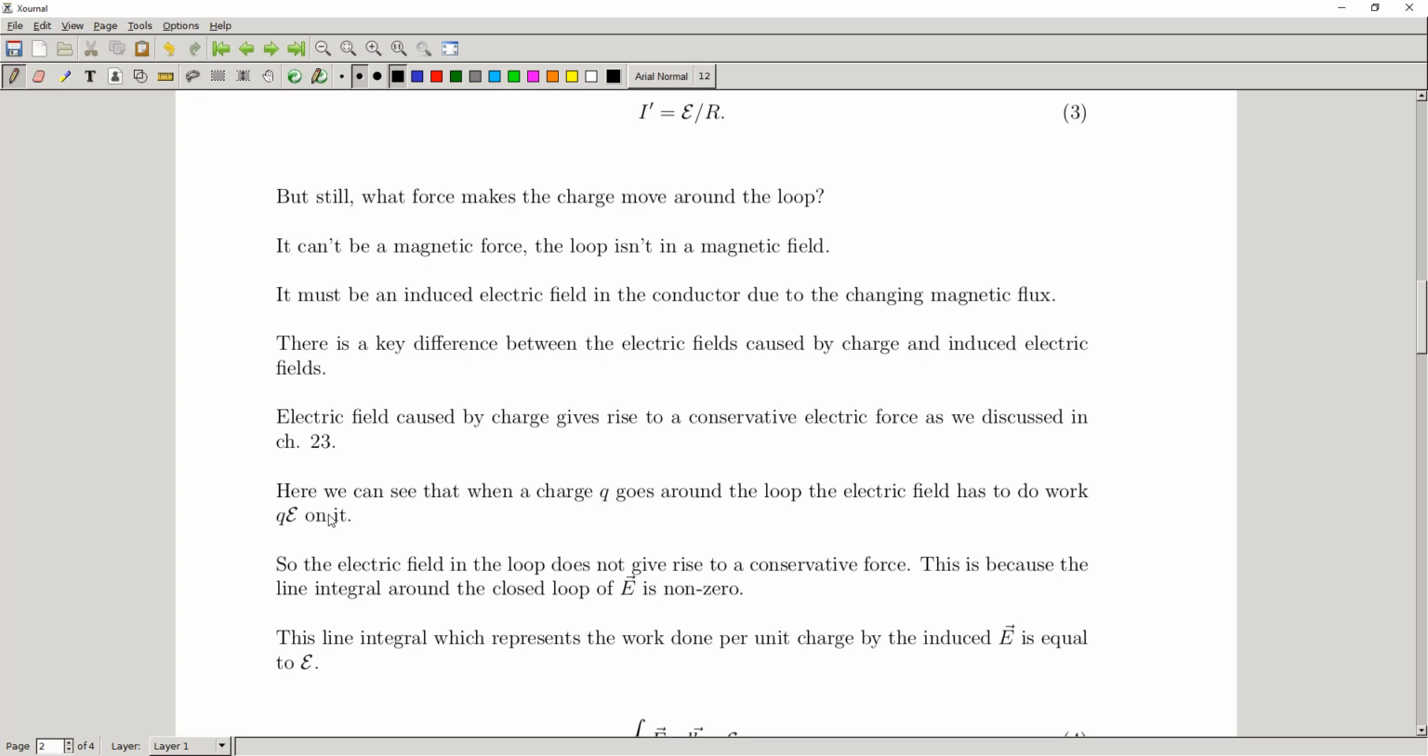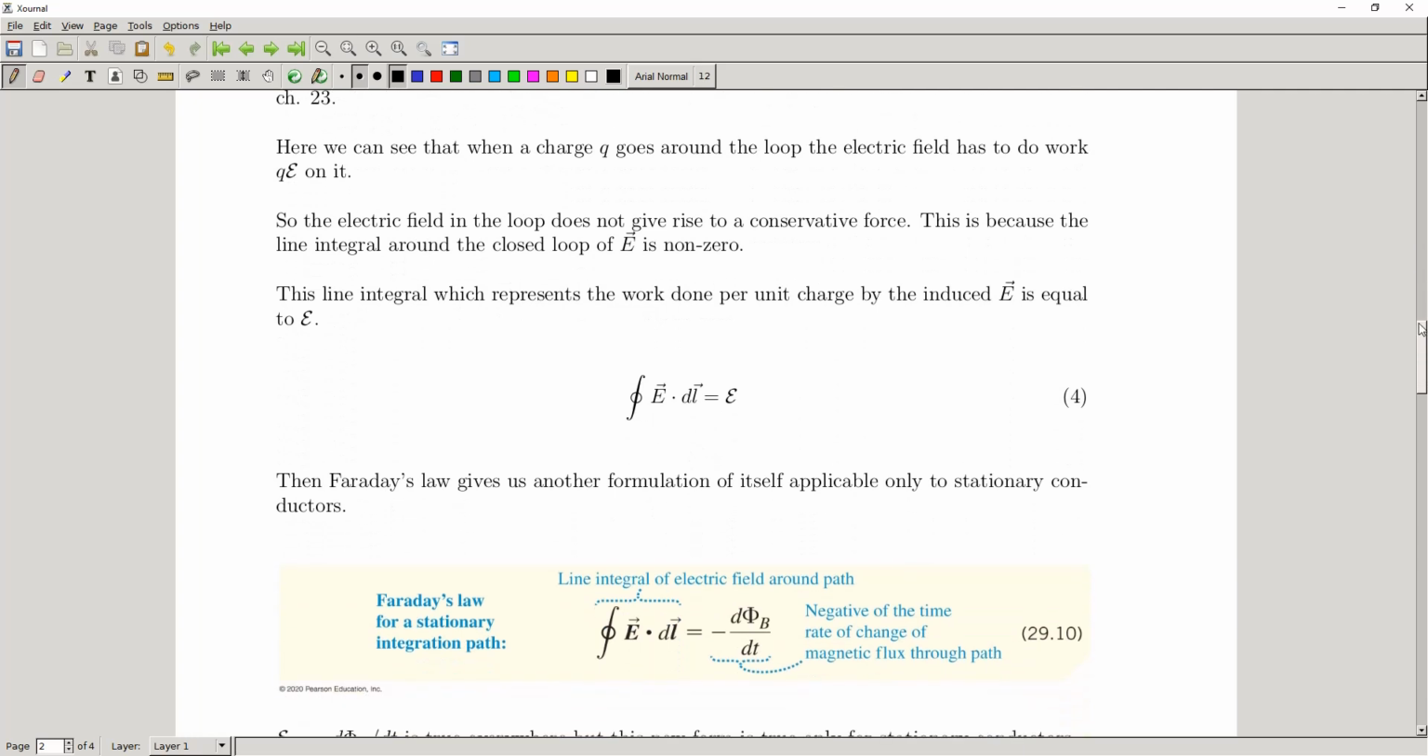But if it's doing some non-zero work around a closed loop, that means that this electric field, this resulting electric force, and thus the electric field cannot be conservative. A conservative force can't have work done as you go around a closed loop. And so we end up with a situation where the closed loop integral of our electric field dotted into our length elements gives us a non-zero value. Let's take a look at what that integral would give us.